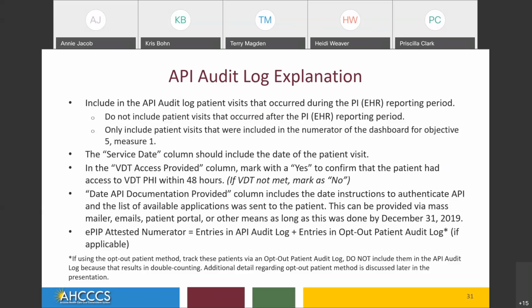The formula in the last bullet point should be used to calculate the EP's real, otherwise known as attested, EPIP numerator. That equals the entries in the API audit log plus the entries in the opt-out patient audit log, if applicable. So providers do not have to include the opt-out patients unless they want to. If using the opt-out patient method, track these patients via an opt-out patient audit log. Do not include them in the API audit log because that results in double counting. Additional details regarding the opt-out patient method are discussed later in this presentation.